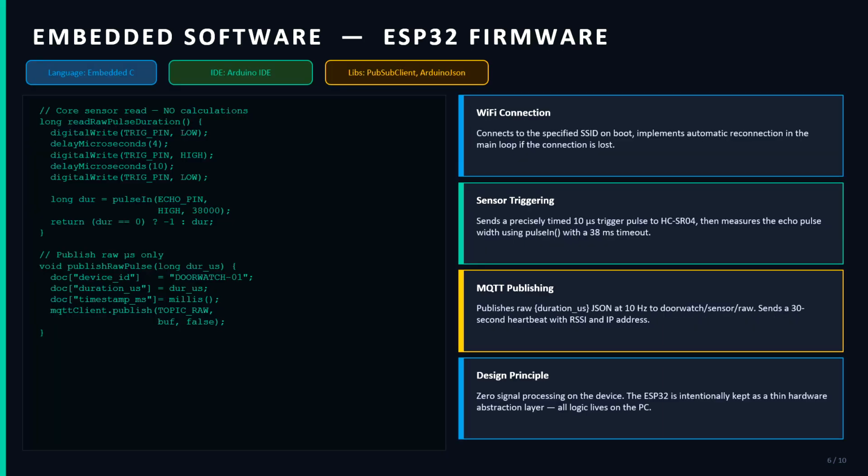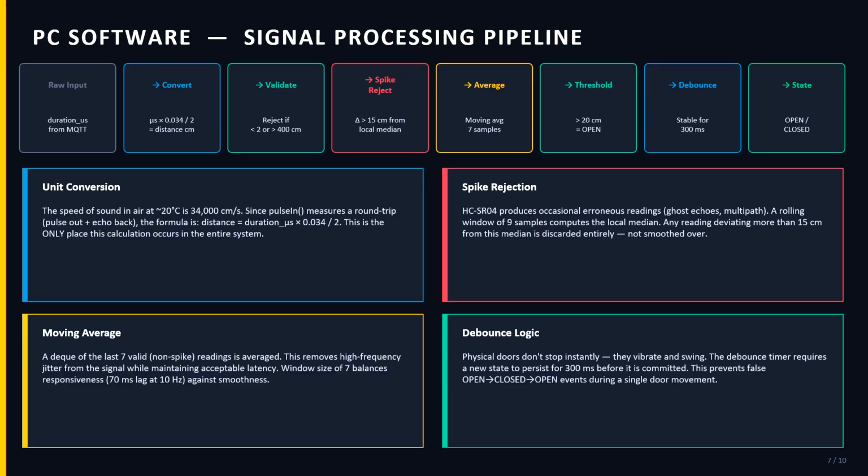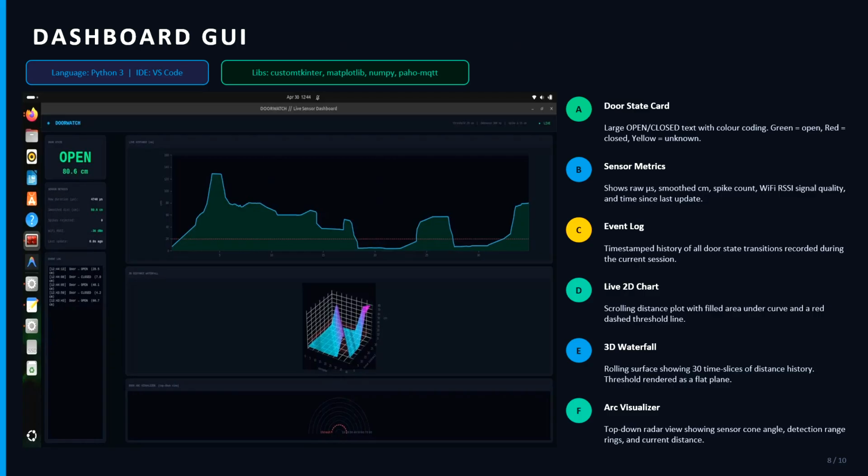Embedded software part, which we call the ESP32 firmware. And the PC software part, where everything happens actually. We process the signal, we visualize the signal, and everything about the signal processing happens in the PC software part.